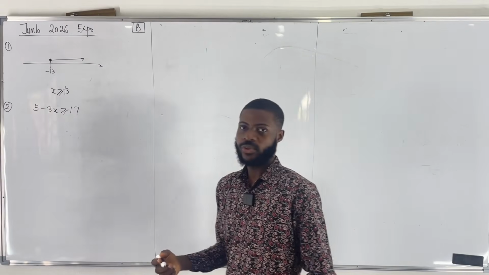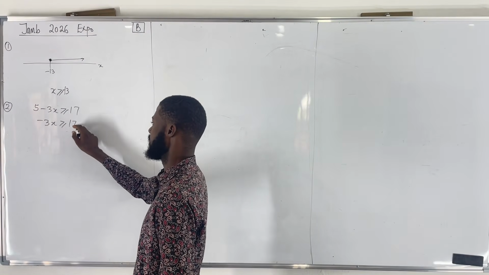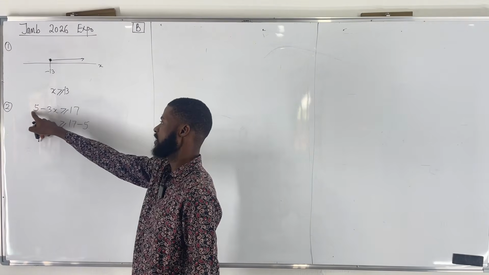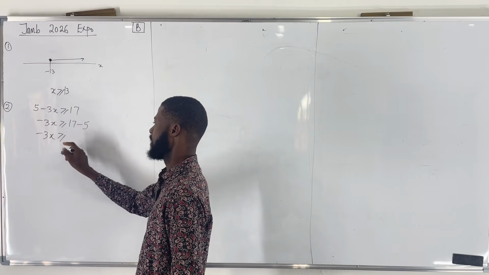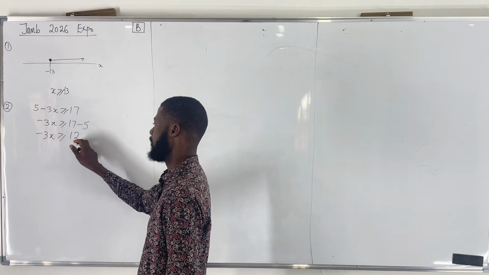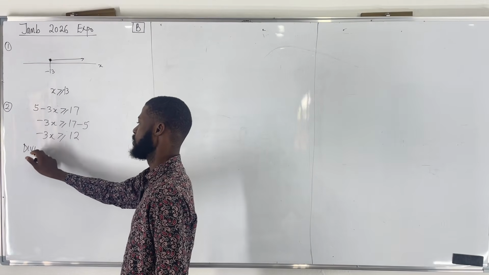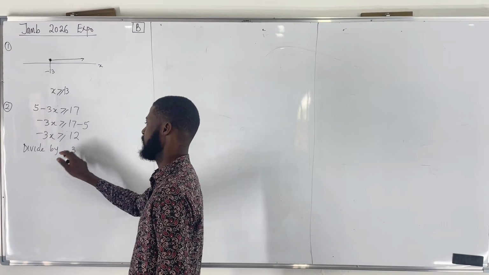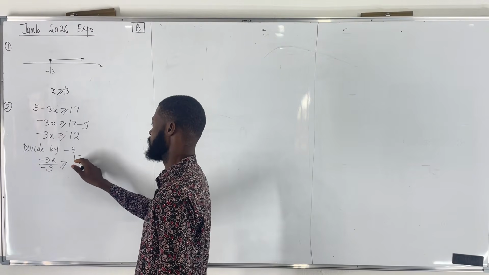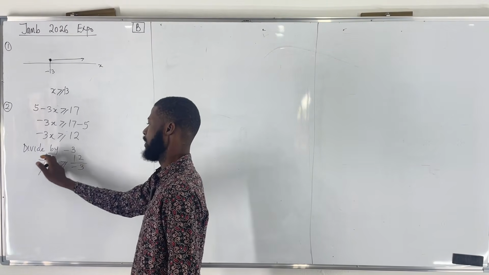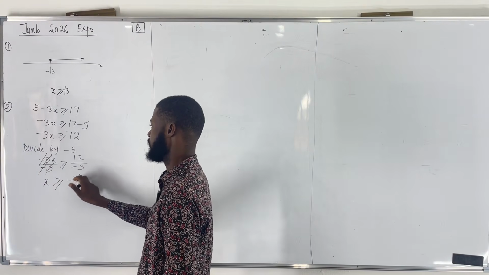So the first thing we want to do is to collect like terms. This will be minus 3x greater than or equal to 17 minus 5, because if this 5 comes over, it's going to become minus. So this is minus 3x greater than or equal to 17 minus 5, which is 12. Now to get the value of x, we have to divide by minus 3. So minus 3x divided by minus 3 is greater than or equal to 12 divided by minus 3. So we cancel out minus, we cancel out 3. So x is greater than or equal to minus 4.